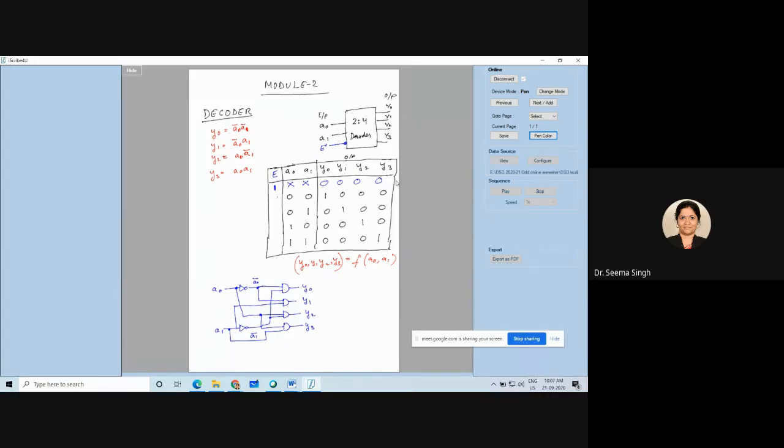Now, if enable is 0, then it will allow A0 and A1 to work. And because A0 and A1, two variables are there, it will work for 4 possibilities. So this is an added input to the 2:4 decoder, which you should understand now. Okay. Now, is this clear?